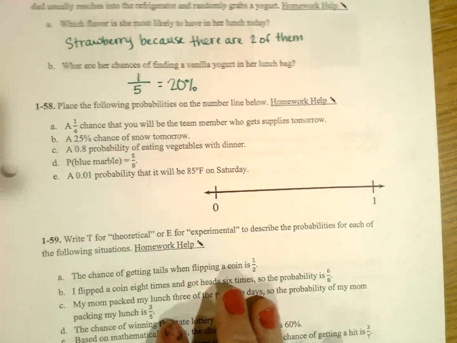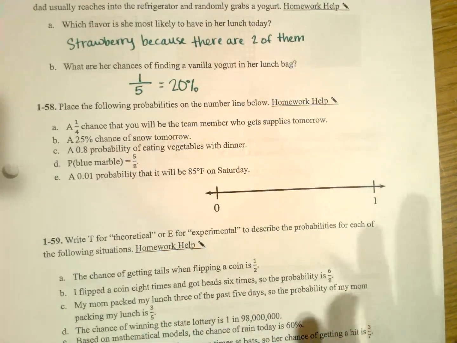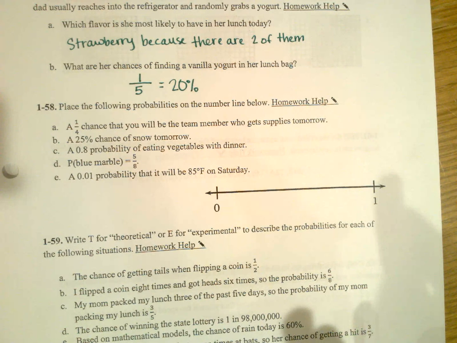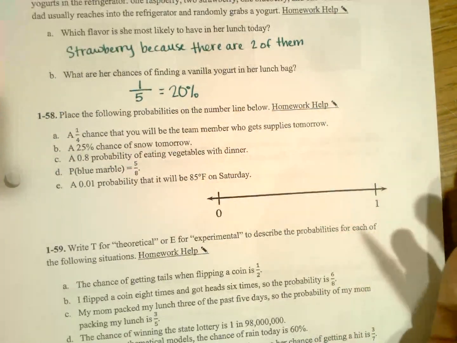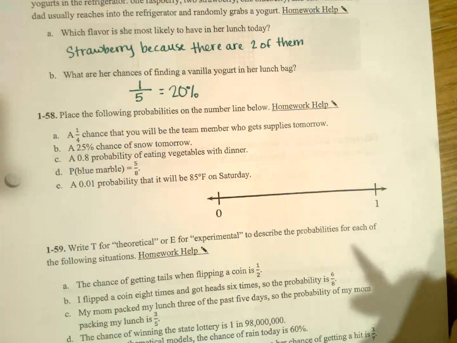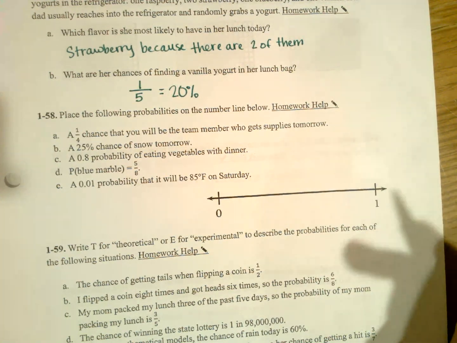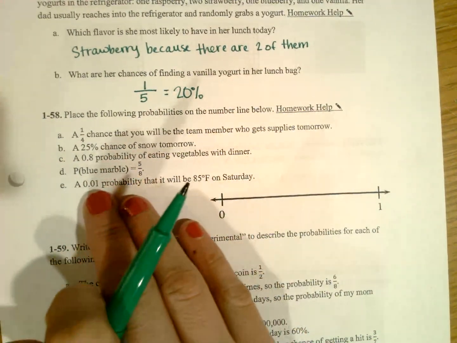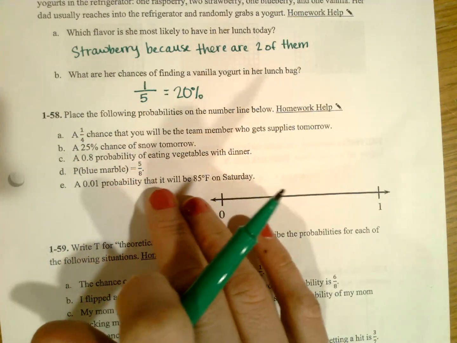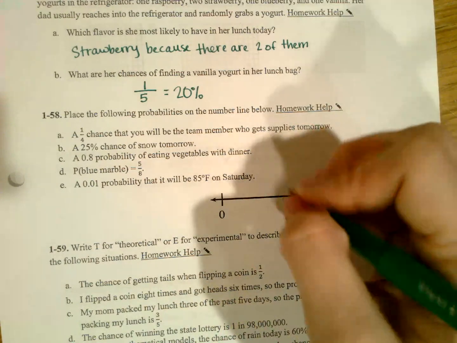Okay, problem 58. We've done this before, but not with probabilities, but it's the same idea. Probabilities are either fractions or percents, so we can put them on a number line. So we're going to place the following probabilities on the number line below. A 1/4 chance that you're going to be the team member who gets supplies tomorrow. A 25% chance of snow, an 8/10 probability of eating vegetables with dinner. Probability of getting a blue marble is 5/8, and a 1/100th probability that it will be 85 degrees on Saturday.